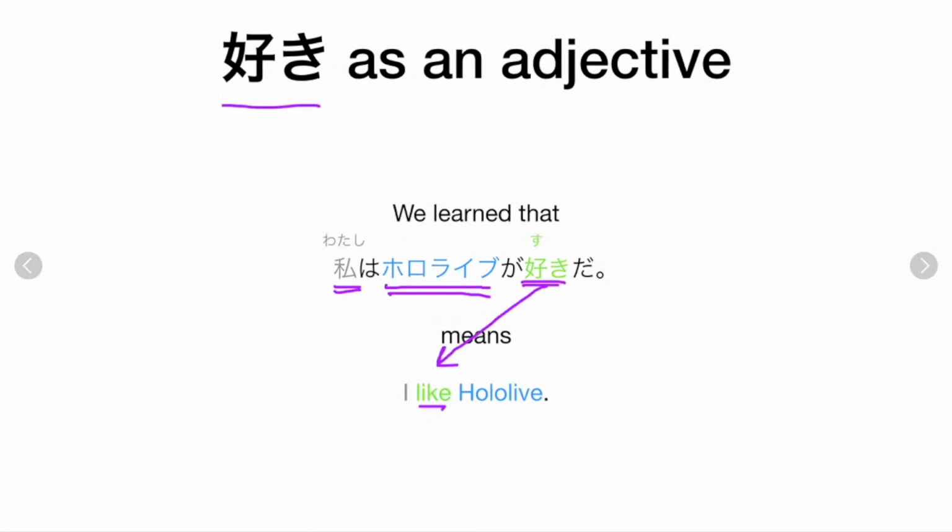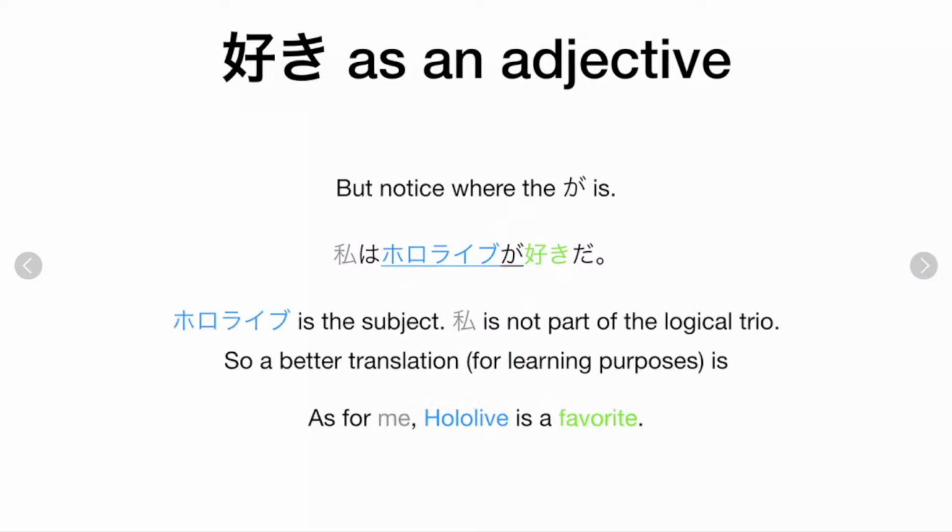But that's not what's happening, right? If you look at where the ga is in this sentence, ga is marking hororaibu. So it's not I like hololive. Hololive is the subject. Watashi is not even part of the logical trio. It's wa marked, right? You can just say hororaibu ga suki, right? Hororaibu ga suki da is the full sentence. So the way I would translate this from a learning perspective is, as for me, hololive is a favorite. Or if I want to use an adjective specifically, rather than say suki as a noun, hololive is pleasing, right? That kind of thing.